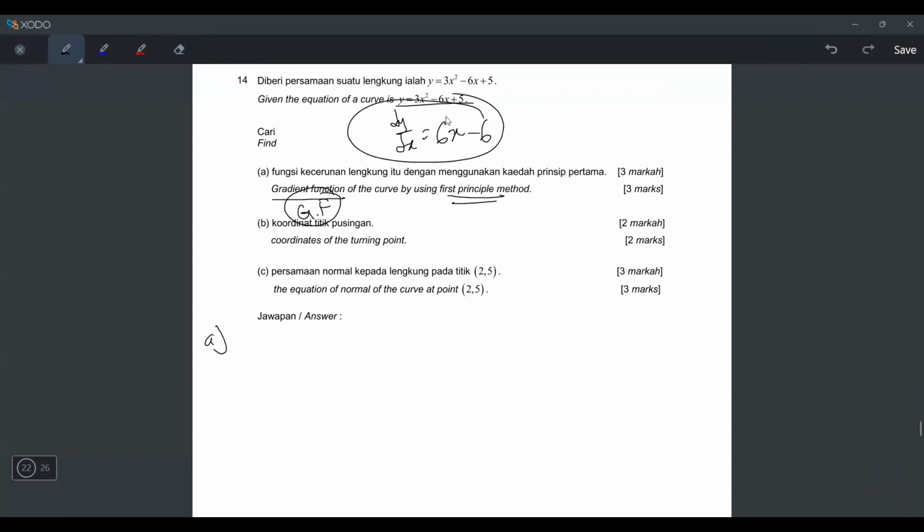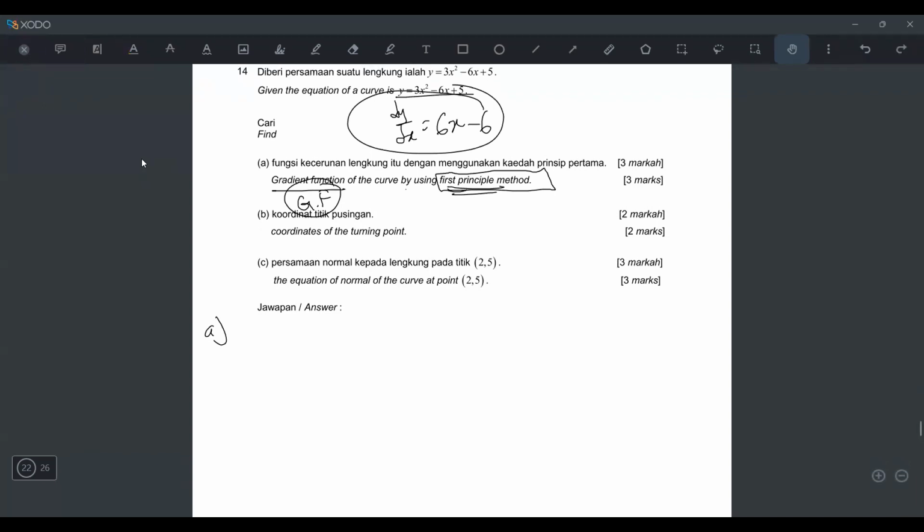This is the answer. But the problem here is they say by using the first principle method. It means you can't use this method, because first principle is different. Okay, but the answer after I do the first principle method should be the same. And I know students pay less attention to this method because it is seldom asked in the exam. Since now they ask, then I'll do it. Okay, so let's do it.